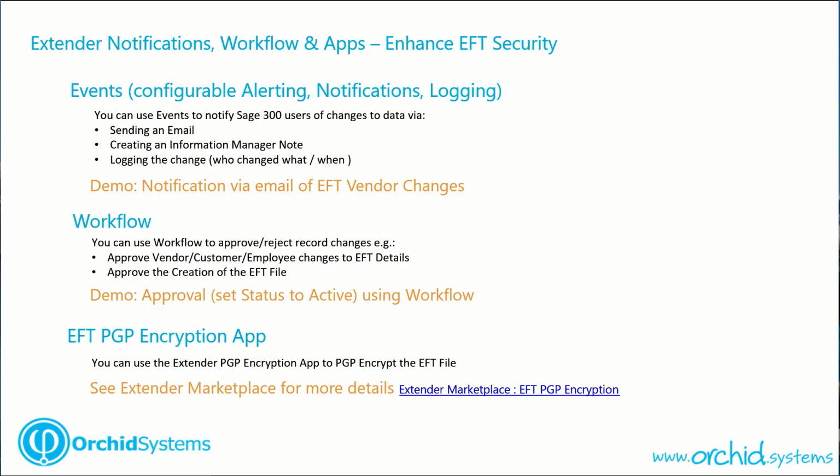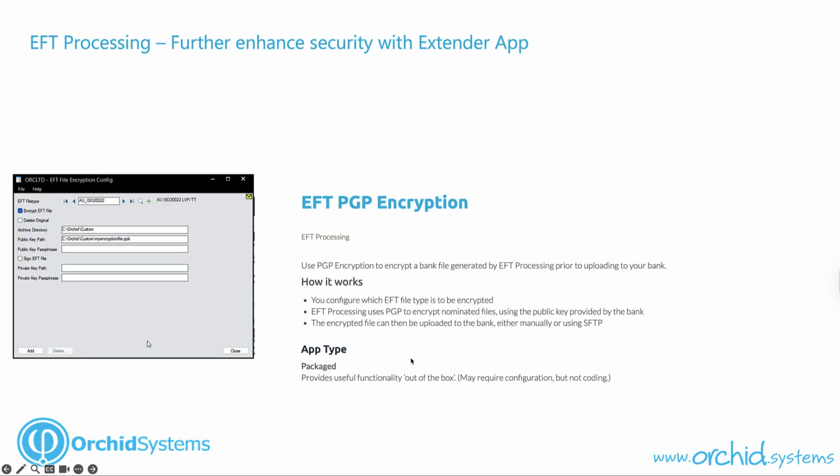And to further enhance the security, you can use the Extender Marketplace app for PGP encryption. So this allows the EFT file to be encrypted. So if the bank supports PGP encryption, you can configure EFT processing to SFTP the file and Extender to PGP encrypt that file before it's sent to the bank.